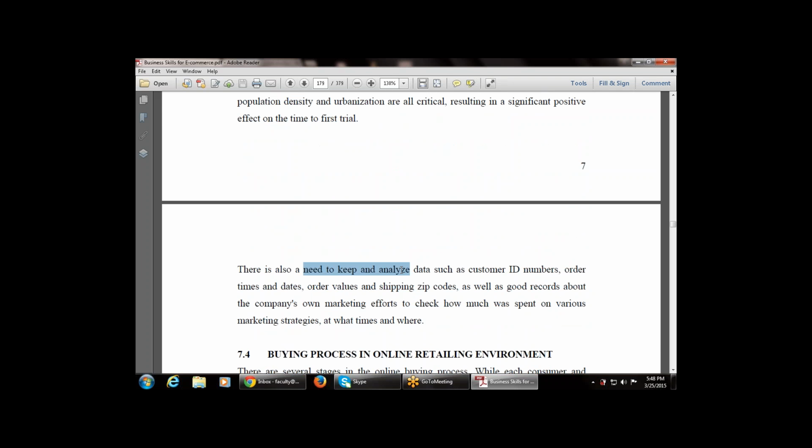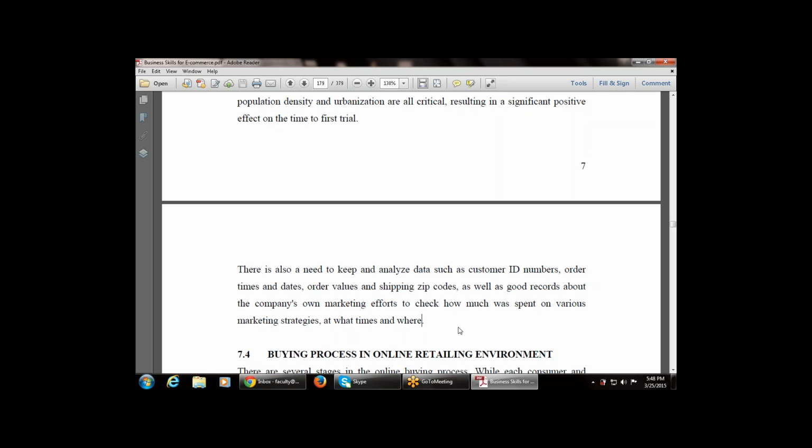There is also a need to keep and analyze data such as customer ID numbers, order time and date, order values, shipping zip codes, as well as good records about the company's own marketing efforts, to check how much was spent on various marketing strategies, and at what times and where. Maintaining every record for online retailing is one of the crucial issues taken care of in the e-retailing business.